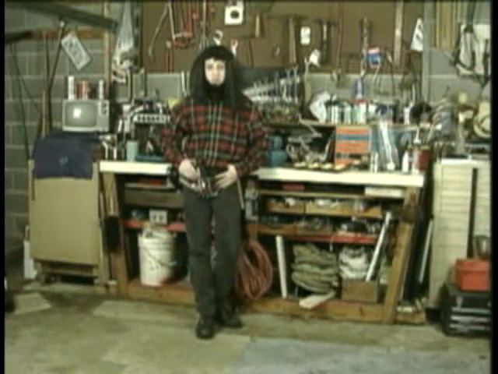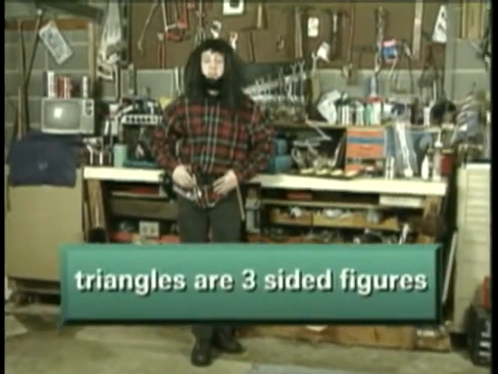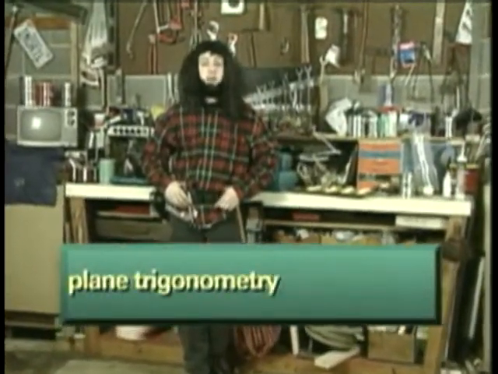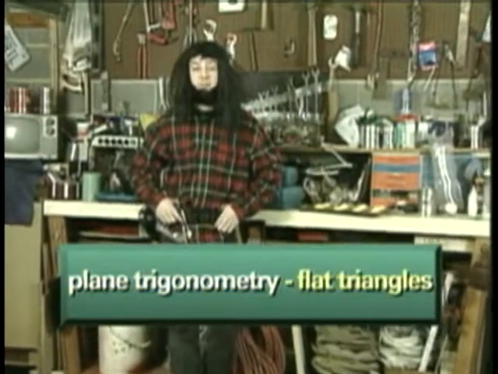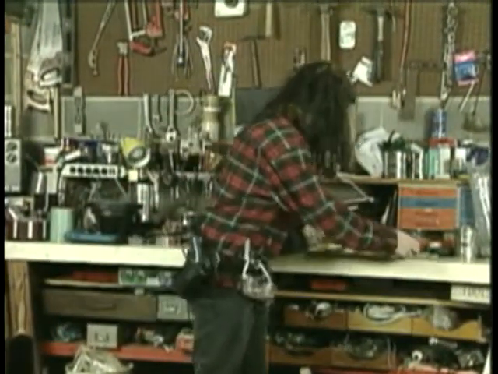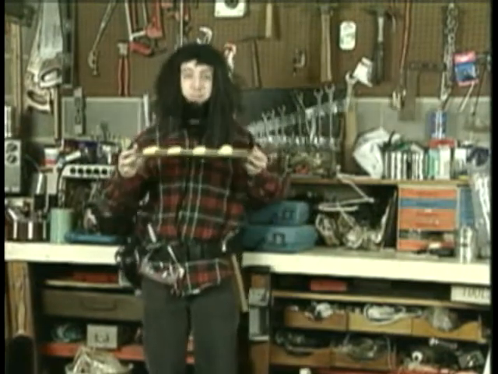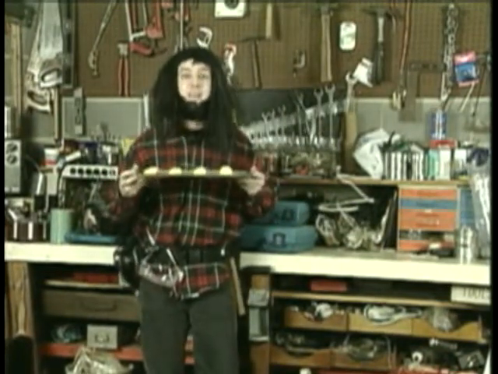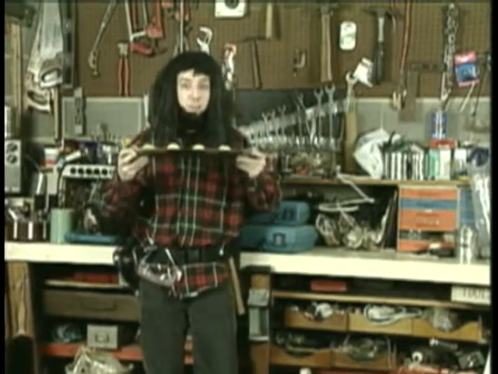Now, as you probably know, triangles are three-sided figures. For plane trigonometry, we'll be looking at triangles that are flat as if they were made from thin, stiff metal, like this baking sheet with these tasty lemon muffins on it. Notice it's not bent or curved in any way.